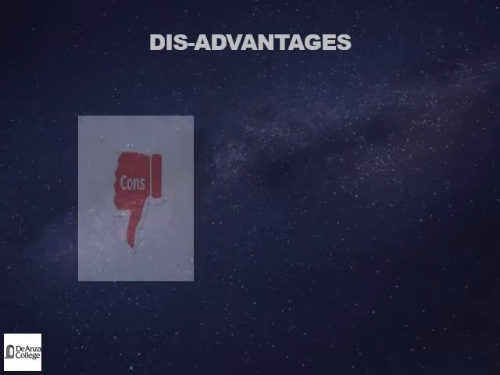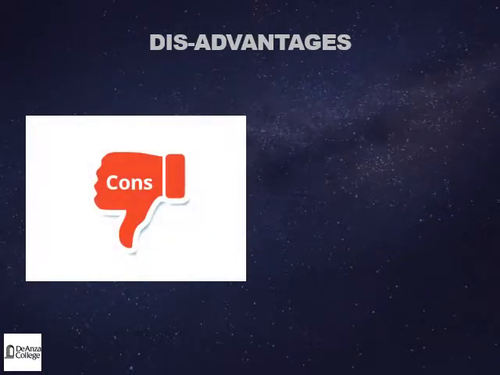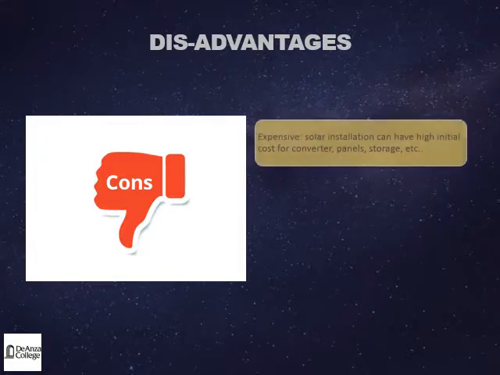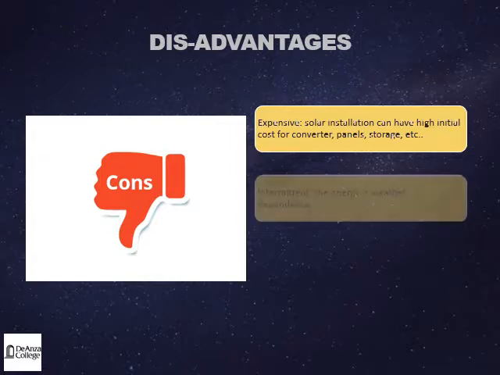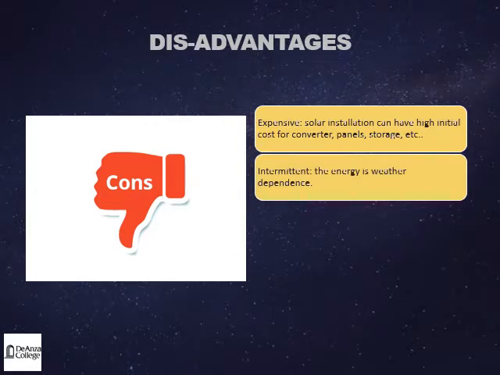However, as with many other sources of energy, renewable energy, solar energy also has some disadvantages. First of all, it's expensive, so solar installation can have high initial costs for converter, panel, storage, and so on. And it is intermittent. This energy is weather dependent. For example, on cloudy days, we can collect less sun power versus a sunny day.